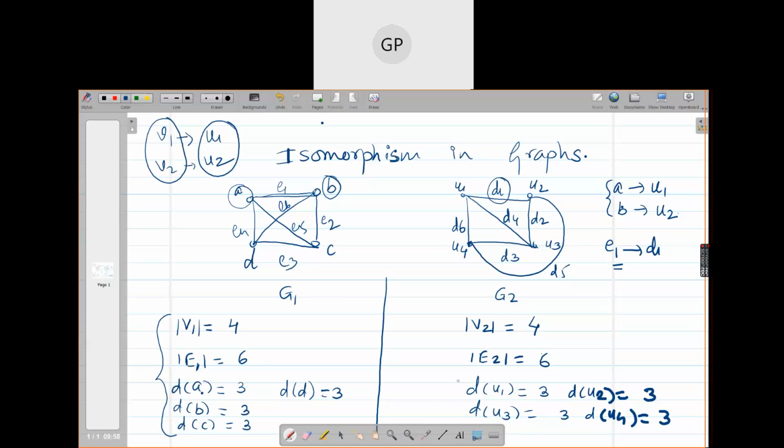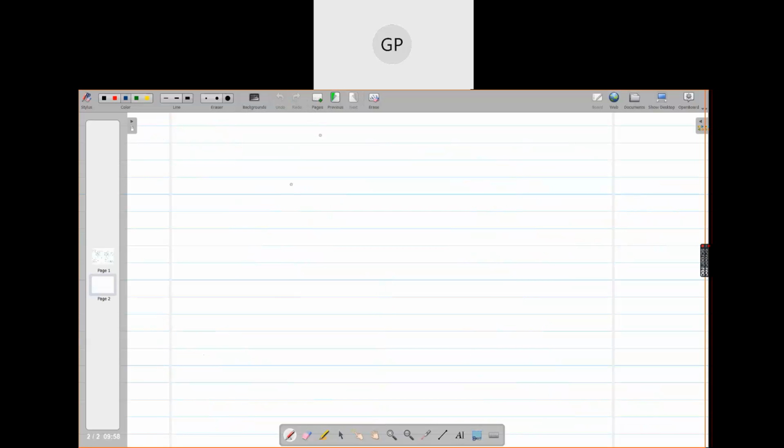In G2 also there are 4 vertices of degree 3, and then it becomes very easy to map the vertices. But in spite of all these conditions, sometimes the graphs fail to become isomorphic. They are not isomorphic still if these conditions are not satisfied, even though these conditions are satisfied. So these are just necessary conditions.